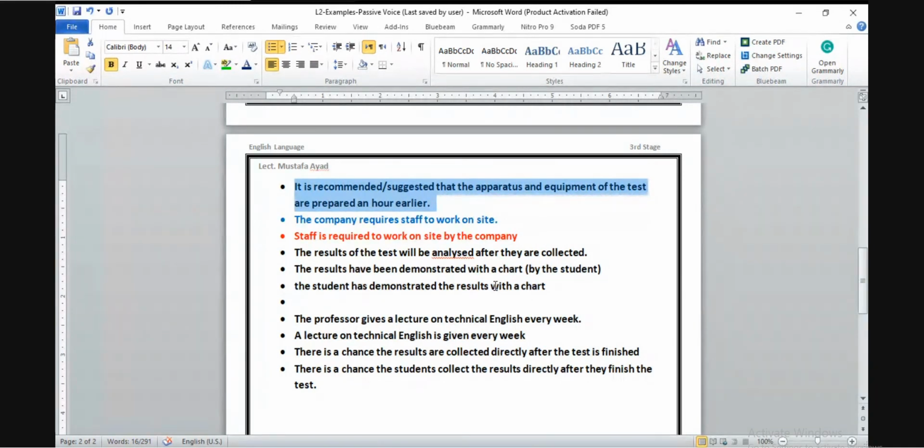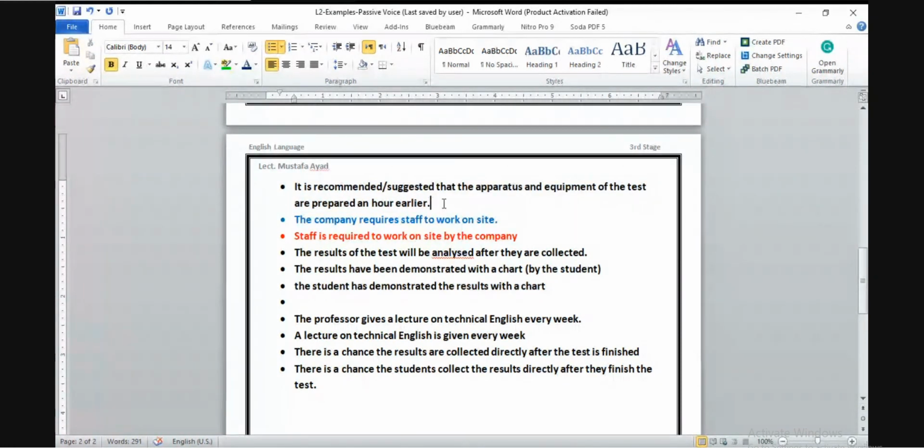About an hour earlier. So now, if I ask you a question here, Tuqa, do you think this sentence is passive or active? Passive voice. Why is it passive? Because there is are prepared, but there is no subject. Exactly. And by the way, this is the form of using it is. It is not the form of putting the object at the beginning of the sentence. It is just to say it is recommended or suggested. Who recommends, who suggests, I don't care.